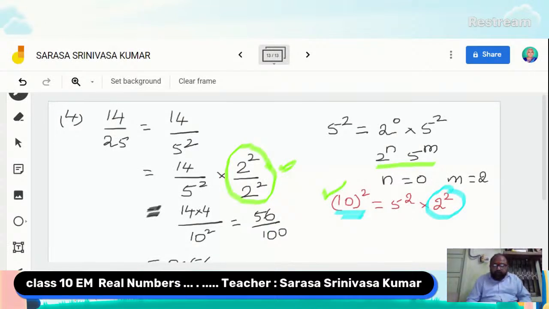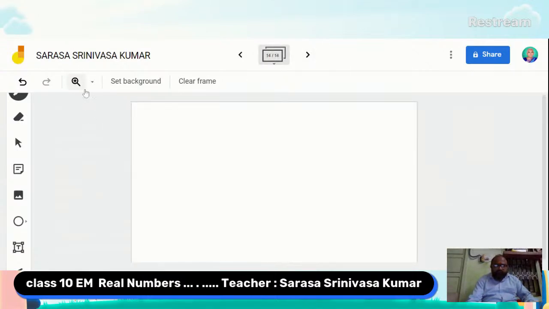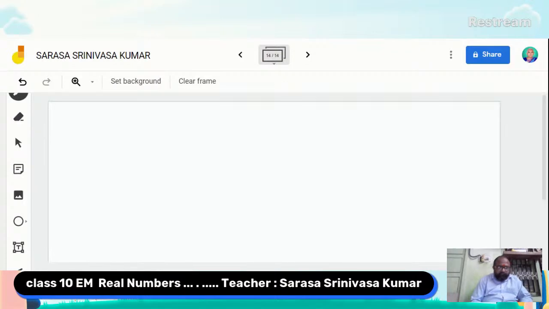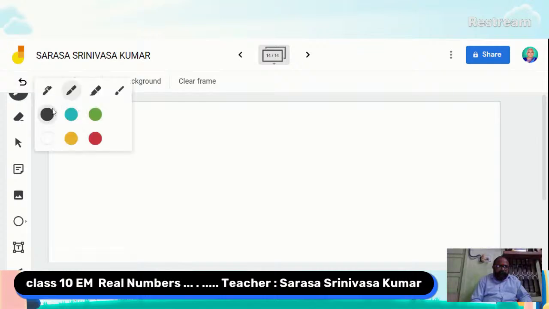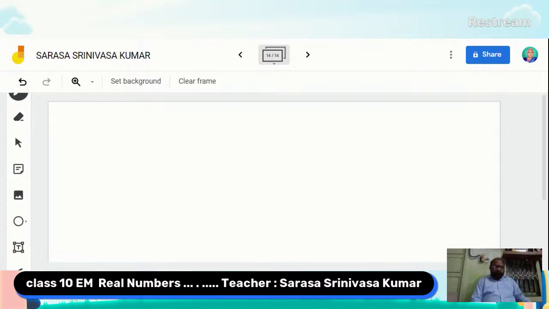Now, the next problem is the fifth problem. 80 divided by 100. Now we find prime factors for 80 and 100.